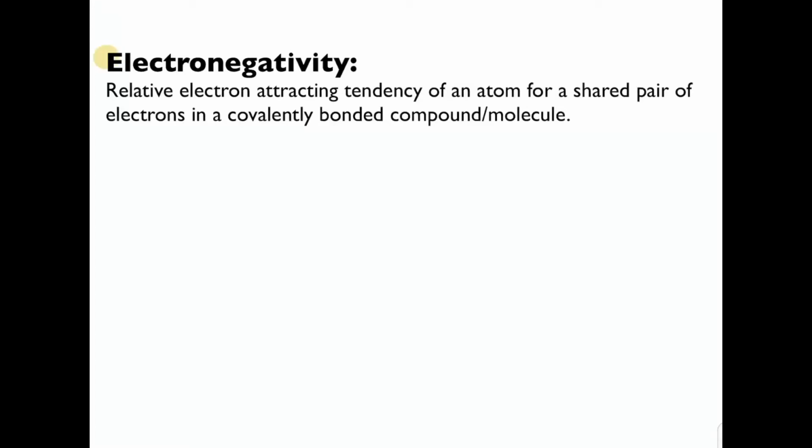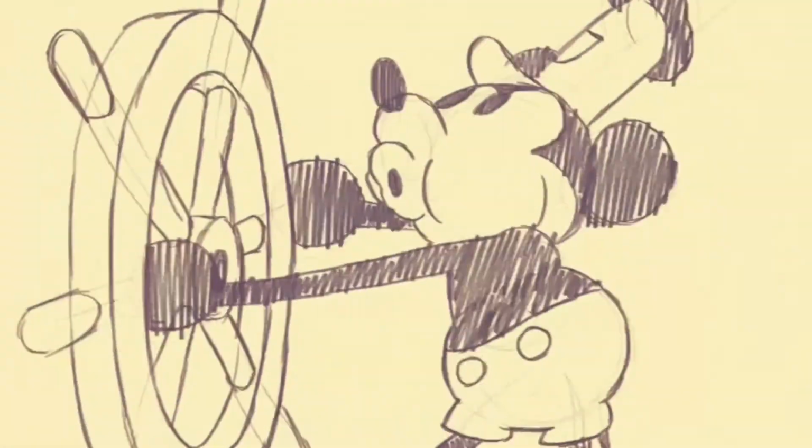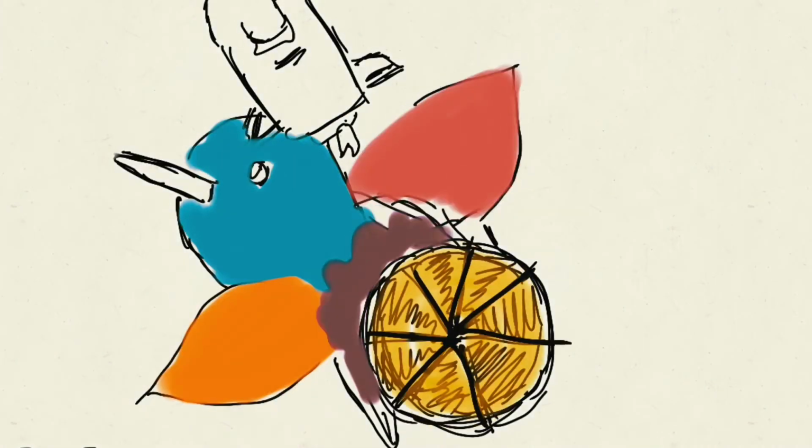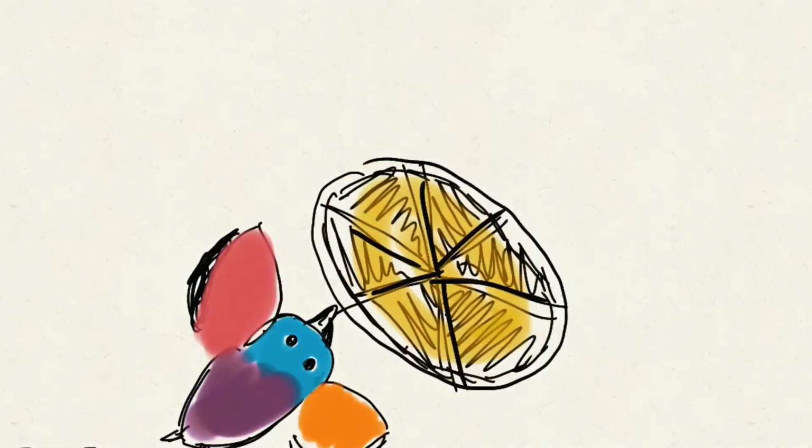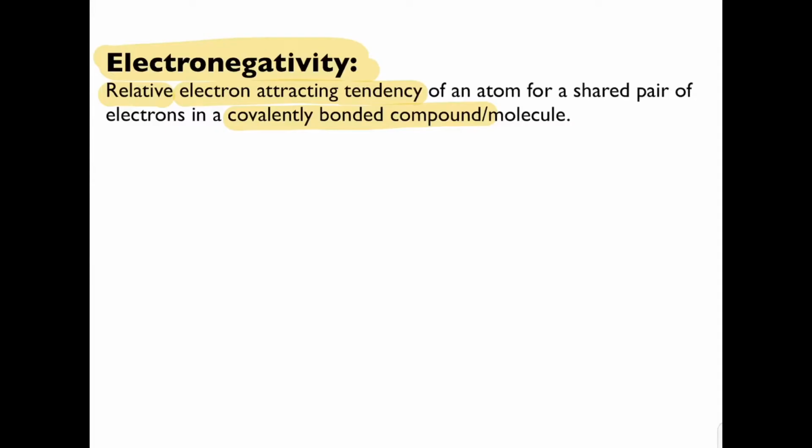So today we are going to talk about electronegativity, which is the relative electron attracting tendency of an atom for a shared pair of electrons in a covalently bonded compound. So, by breaking this definition, let us understand what electronegativity means. There is something known as electron affinity. Affinity, in the sense of how much an atom wants more electrons in it.